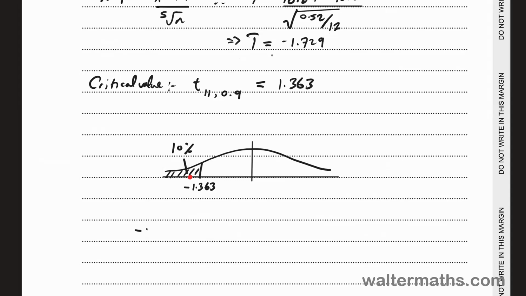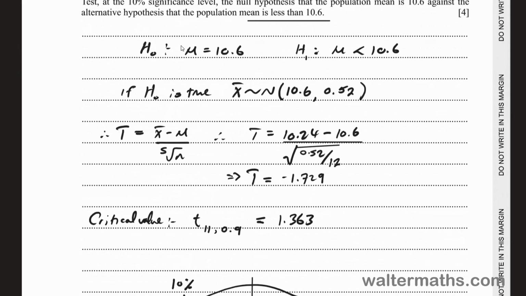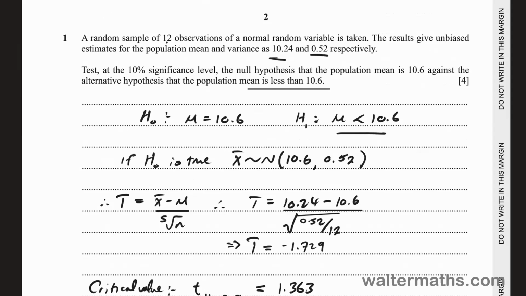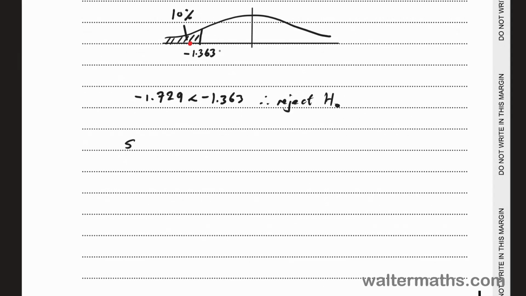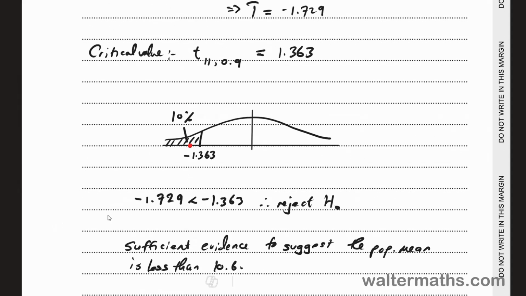All right. So we're saying here that negative 1.729 is actually much less than minus 1.363. So therefore, we reject the null hypothesis. And here, since we are rejecting the null hypothesis, it means that we are accepting the alternative. So it means that there is sufficient evidence to suggest the population mean is less than 10.6. So that will be the conclusion right here. And that's how we do it.